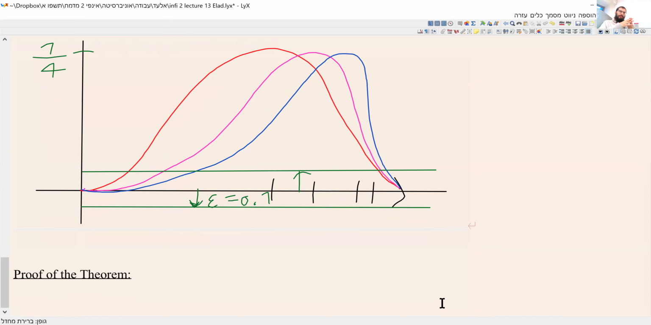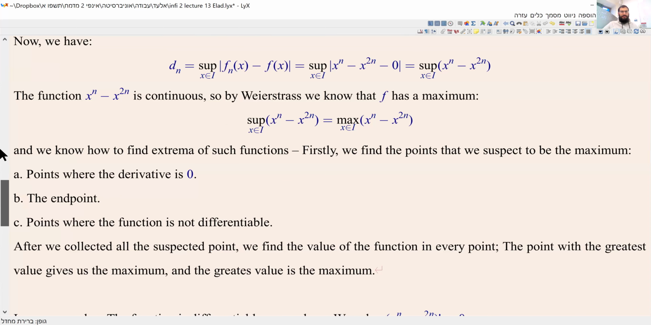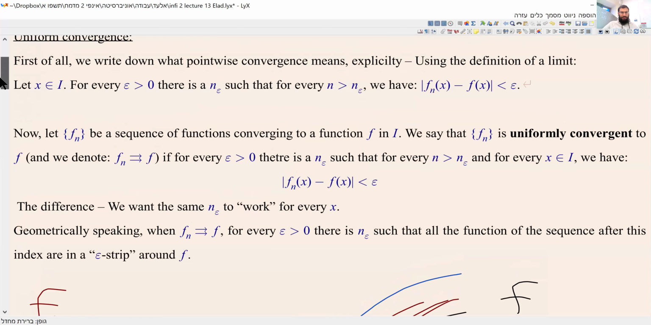We need to show two things. When dn goes to 0, then the definition of uniform convergence happens, and vice versa. So let's move on and write down explicitly what uniform convergence means.